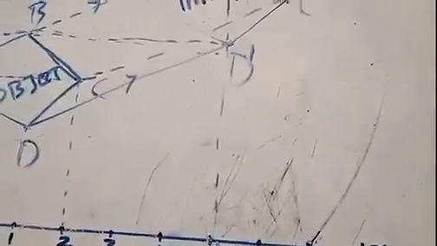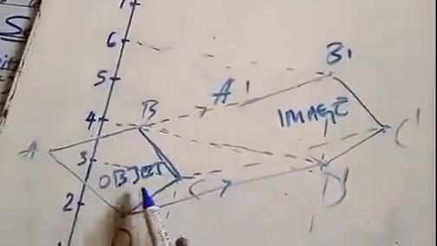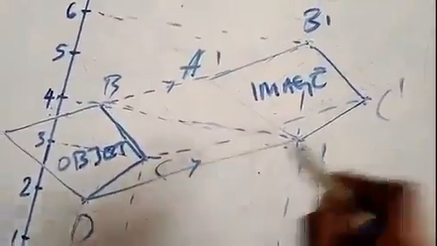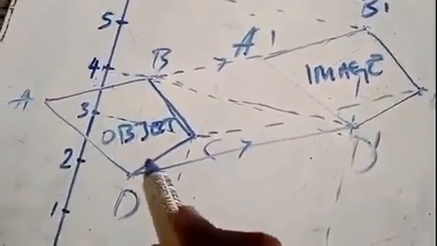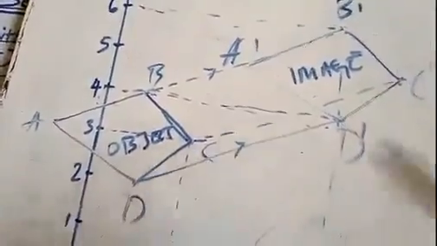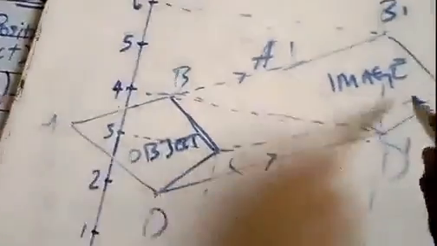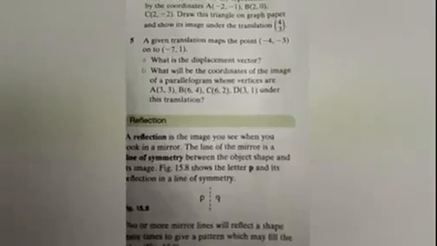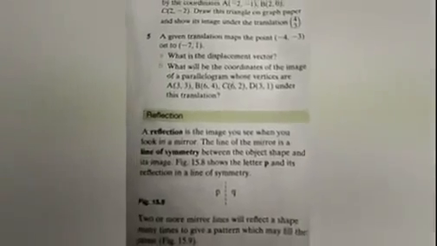Whereas I have an object and an image, which indicates that I have a reflection of my object. So that's why we are taking together translation, which is a movement away from a place to another place, and the reflection, the image of an object. Here, a reflection is the image you see when you look in a mirror. The line of the mirror is a line of symmetry between the object shape and its image.